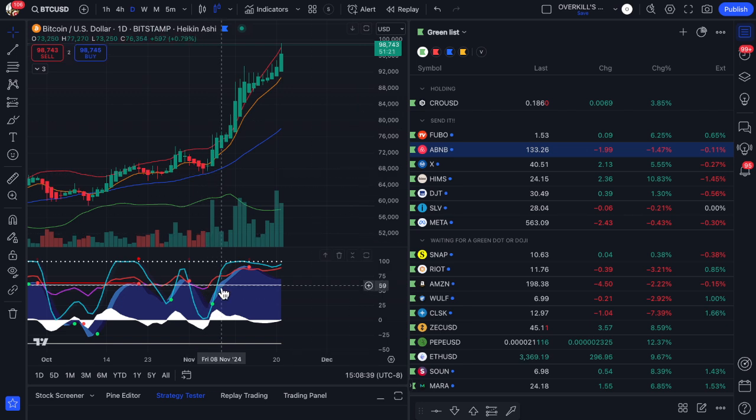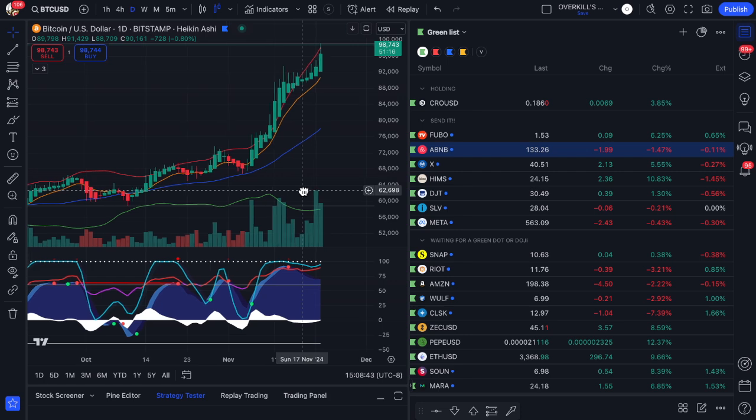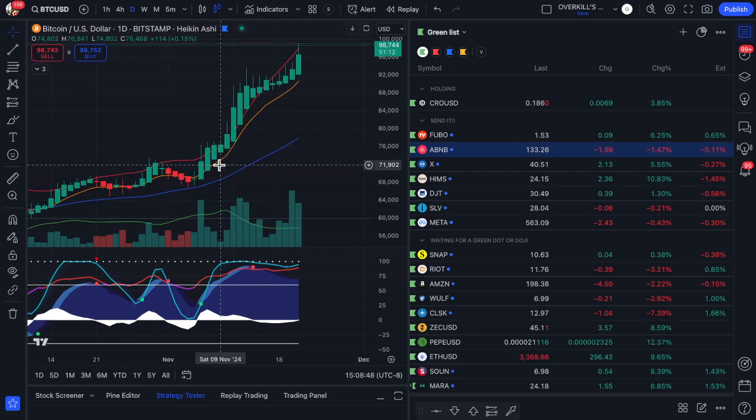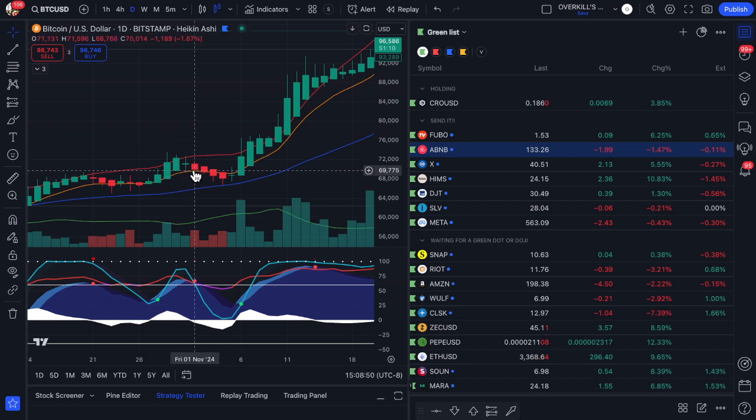We were buying Bitcoin down here off the green dot on November 6th. That was at 68,000. We're also buying it right here. Boom. And we were capitalizing on these pullbacks. I like to look for at least a 4-candle pullback on the daily chart, meaning 4 red candles in a row before taking the entry.